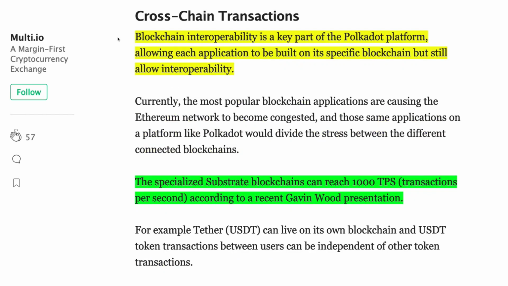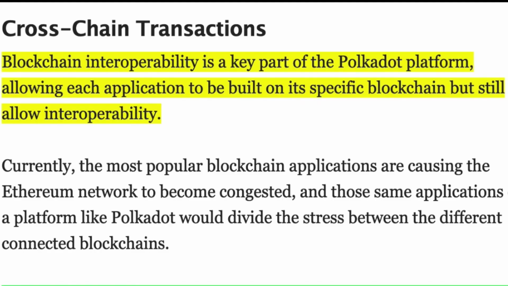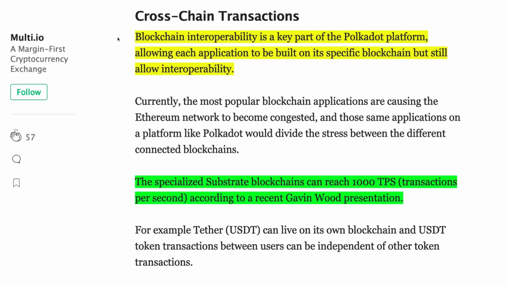Now, here's a crucial difference again between Polkadot and other smart contract platforms, which you have to understand. Blockchain interoperability is a key part of the Polkadot platform, allowing each application to be built on its specific blockchain, but still allow interoperability. So remember that these blockchains are parachains. They're called parachains for a reason, because they are not built on the relay chain. They are individual, independent chains, blockchains. Unlike Ethereum, where all the blockchains are on the Ethereum network. They're not separate chains. You do, of course, have side chains, but that's a different matter.